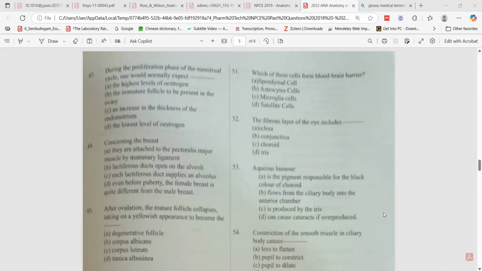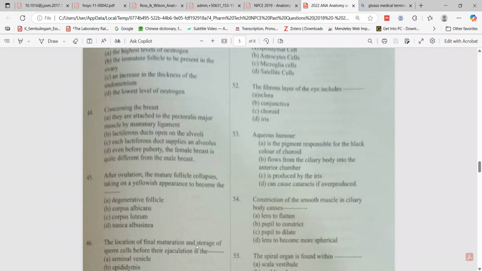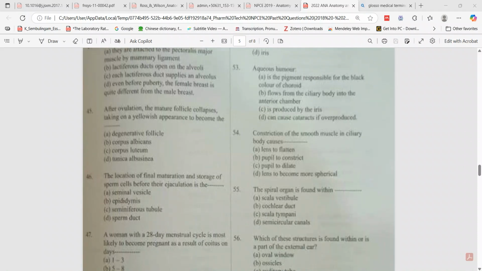Question 52. The fibrous layer of the eye is the sclera. Question 53. Aqueous humor: it flows from the ciliary body into the anterior chamber. The answer is B. It flows from the ciliary body into the anterior chamber.